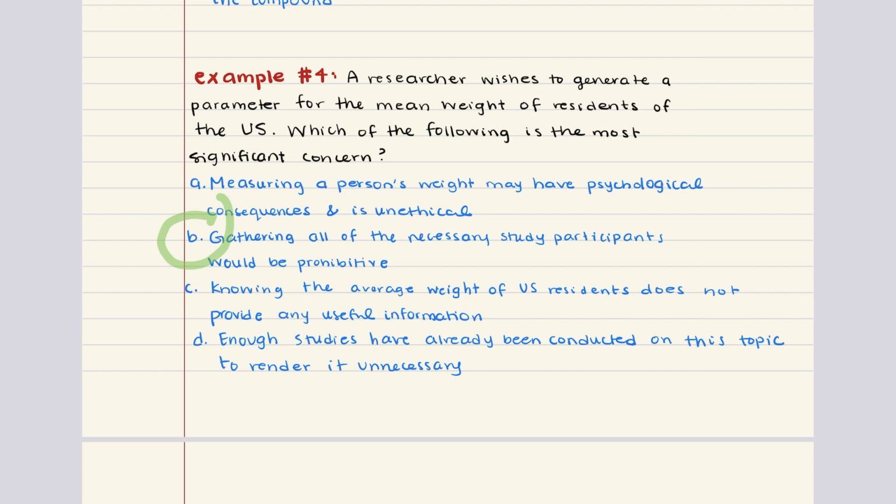C is incorrect because the average weight of US residents can actually provide a lot of valuable insight for public health, for policymaking, and also for research. It can also help identify trends in obesity and or malnutrition. D is incorrect because this is not really a valid concern. It assumes that the researcher is unaware of existing data. It also assumes that the mean weight of residents in the US stays the same year after year. So if you collect it one year, you never have to collect it again. And that's just frankly incorrect. So the correct answer for problem 4 is B.